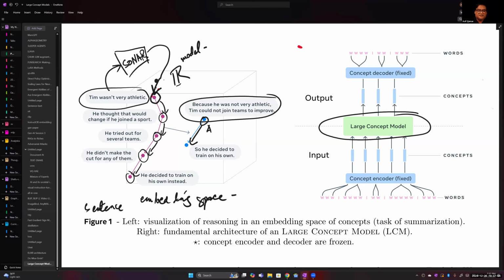Let me call this blue point A and this point B. The first blue point A and the second blue point B. Now you need a decoder to go back from concept to actual word pieces, and therefore to proper text in some language. So that text for the case of English would be, "Because he was not very athletic, Tim could not join teams to improve. So he decided to train on his own." If you read these two sentences, you would agree that they represent a summarization of the sequence of sentences on the left, the original sequence of sentences.